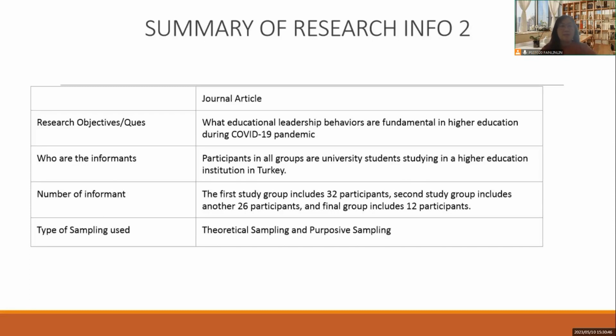Who are the informants? Participants in all groups are university students studying higher education in Turkey. Number of informants: the first group includes 32 participants, the second group includes another 26 participants, and the final group includes 12 participants.